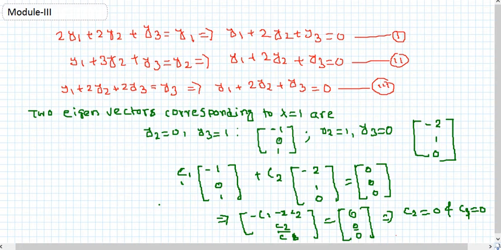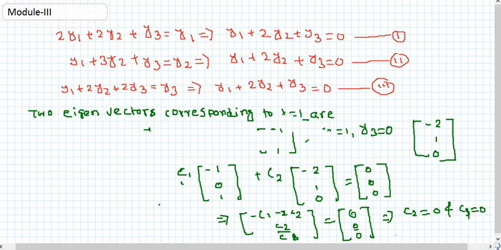Because both of them are 0, these two vectors are linearly independent of each other. So we already have two linearly independent eigenvectors of the matrix A corresponding to the eigenvalue lambda equals 1. For lambda equals 1, we get two different eigenvectors. Now let me find the eigenvectors corresponding to lambda equals 5.